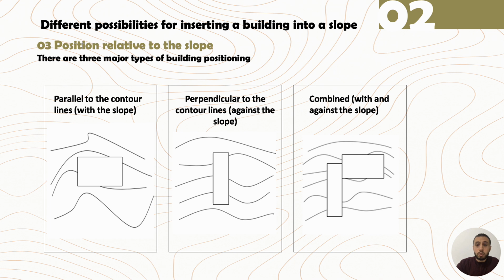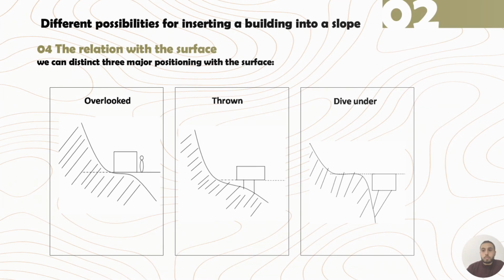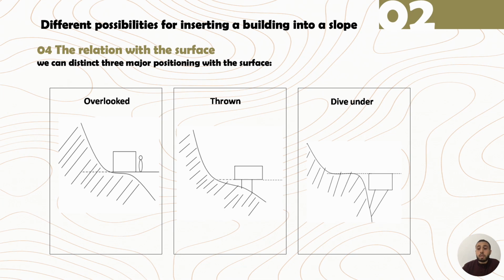We can distinguish three major types of a building's positioning relative to the slope. We have parallel to the contour lines with the slope, perpendicular to the contour lines against the slope, and a combined position of the two. We can notice also three major positions with the surface: overlooked at the same level, thrown above the surface, and dive under below the surface.